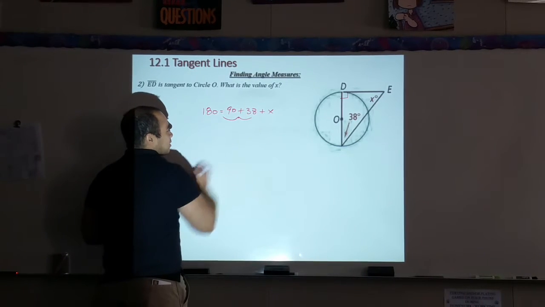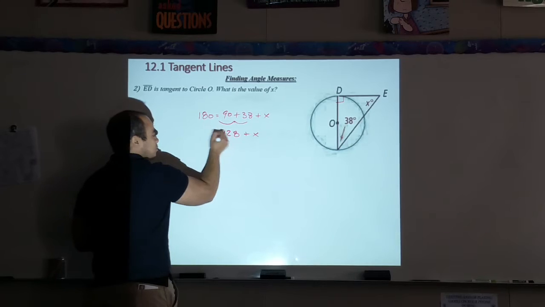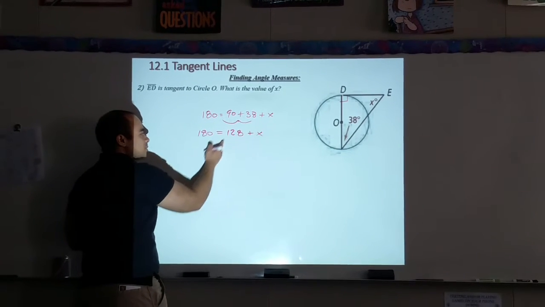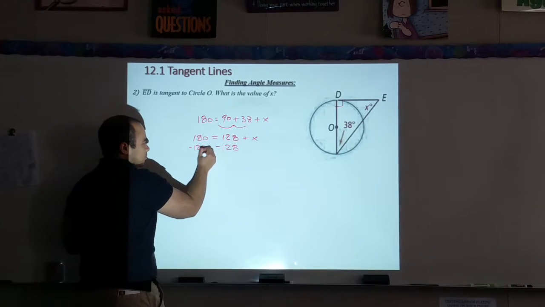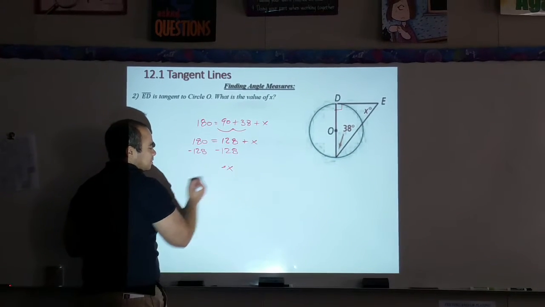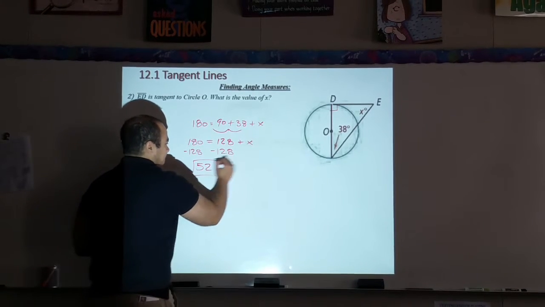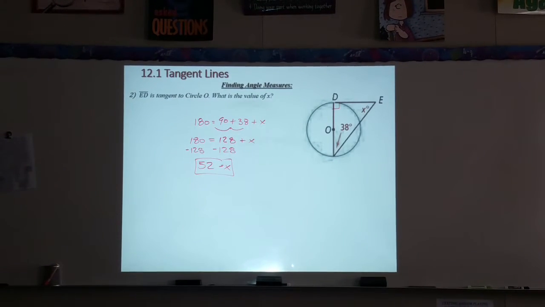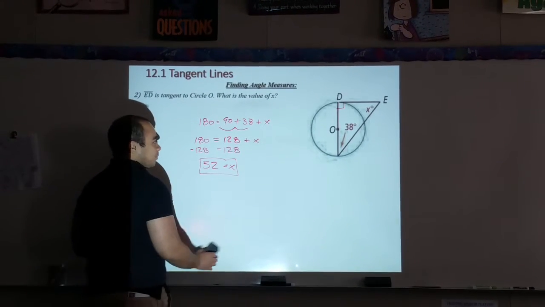Go ahead and add together these two measurements. You get 128 plus x equals 180. We'll subtract 128 from both sides. And in this case, we get x to equal 52. All right, so let's try something a little harder.